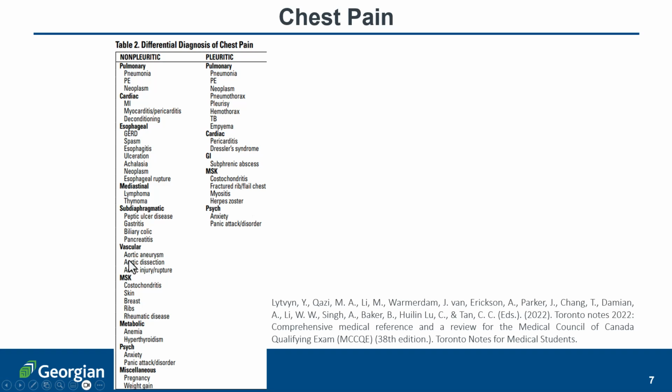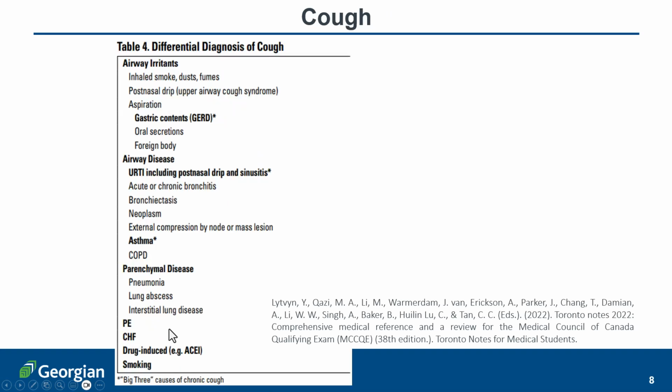Similarly, it could be a vascular cause caused by an aortic aneurysm or dissection of the aorta. We covered all this in Unit 1. And similarly, MSK disorders such as costochondritis that we saw previously, that could be pleuritic or non-pleuritic chest pain, and various rheumatic diseases such as rheumatoid arthritis. Anemia as well, and hypothyroidism, usually non-pleuritic chest pain rather than pleuritic chest pain.